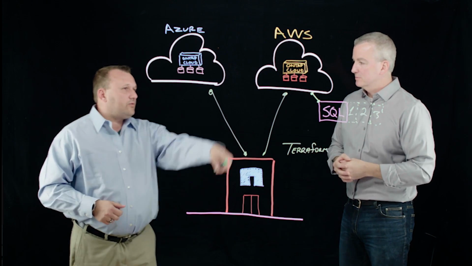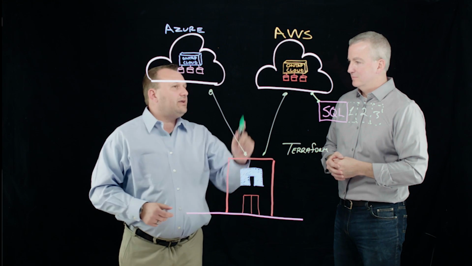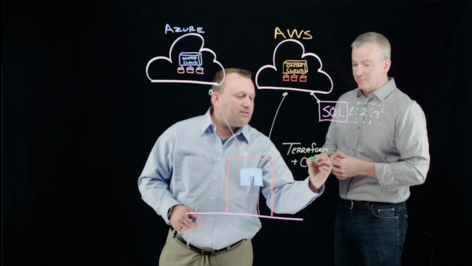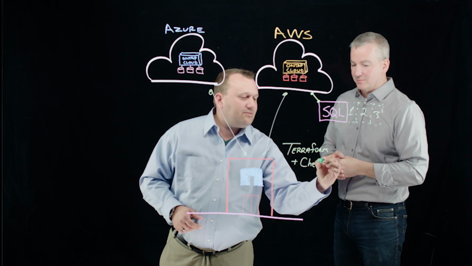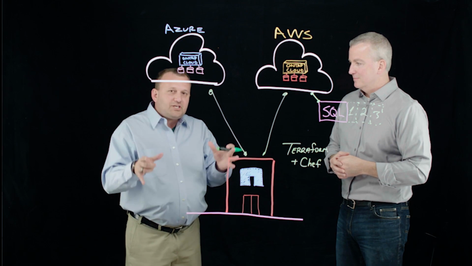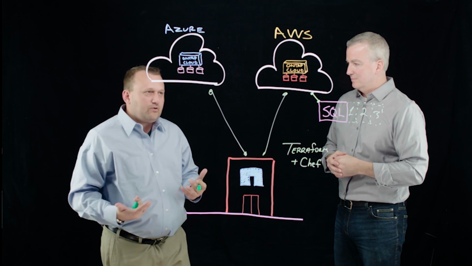Spin up things. I can create new servers and everything like that in Amazon. And then we added to that Chef, which is a configuration management tool. You know, very familiar with this. And Chef allows me to define a configuration.